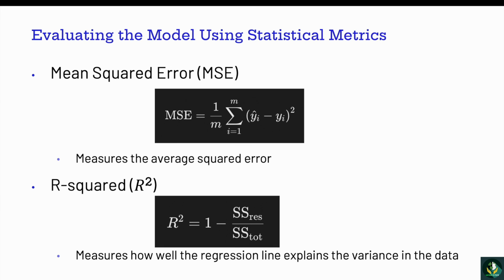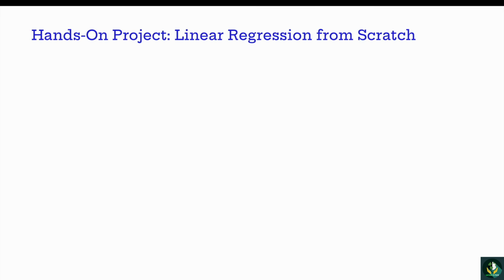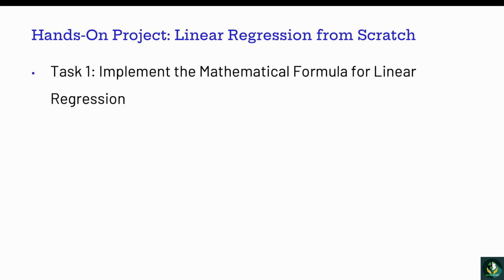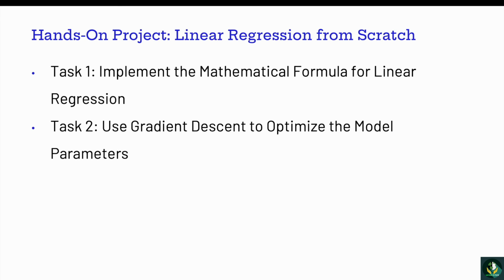So let's go ahead and do our hands-on project based on whatever we have learned on linear regression from scratch. We'll be following three different tasks. Task 1 is to implement the mathematical formula for linear regression. Next, we'll use gradient descent to optimize the model parameters. And third task is to calculate the evaluation metrics.